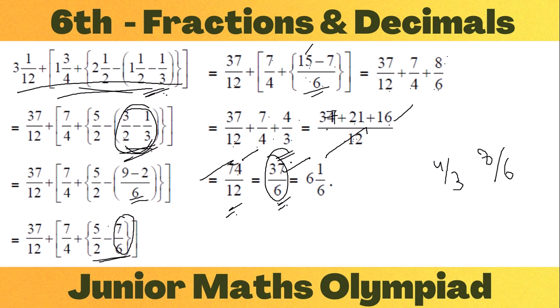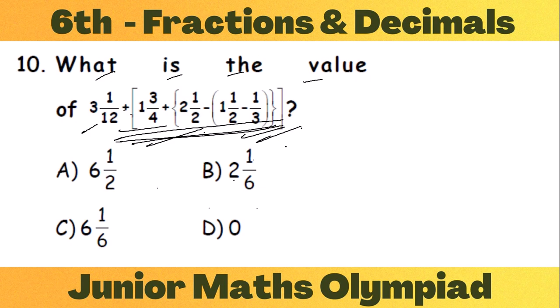improper fraction. If we convert it as mixed fraction, 6 times 36, 6 will be the quotient, 1 will be the remainder, 6 will be the divisor. So 6 1 by 6 is the mixed fraction. It is the answer. So option C is correct here.